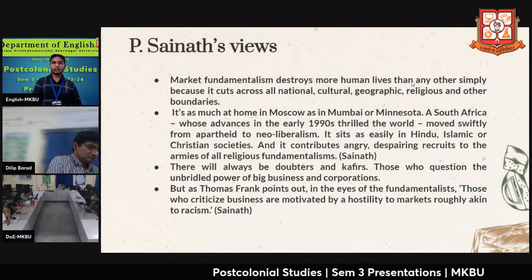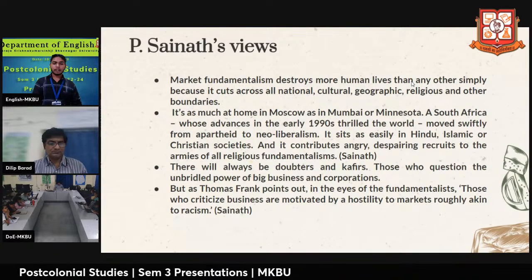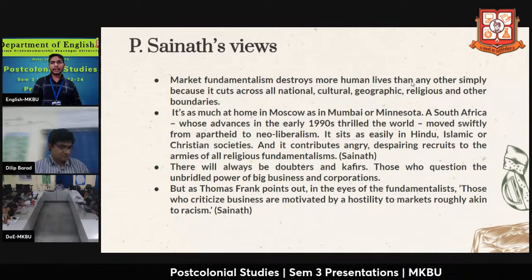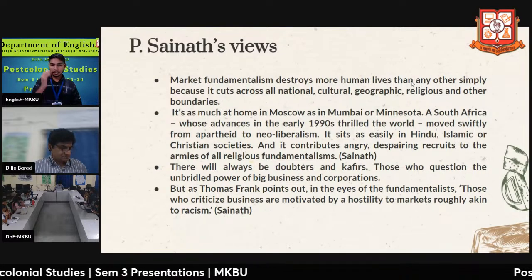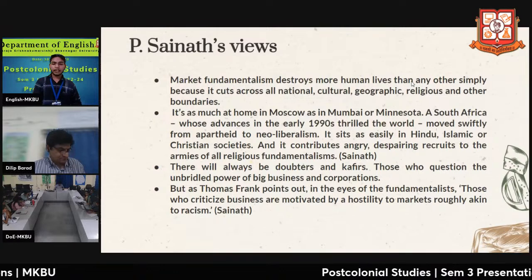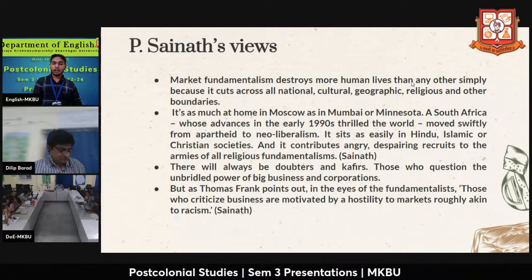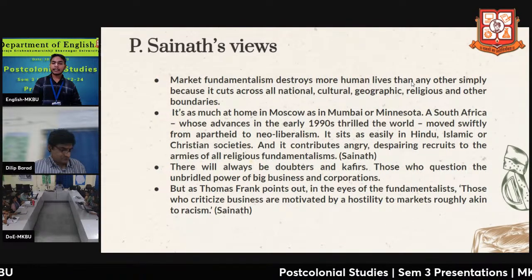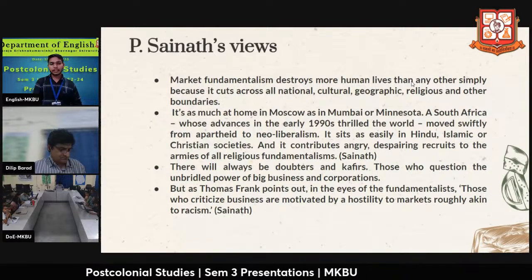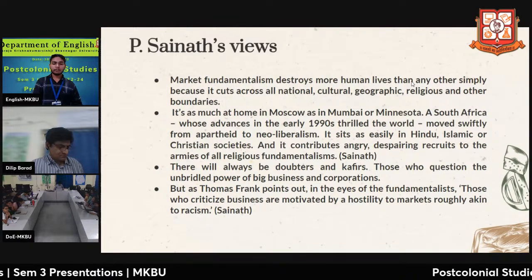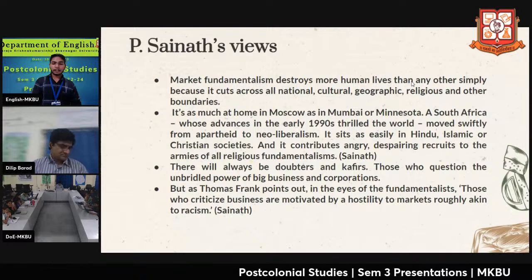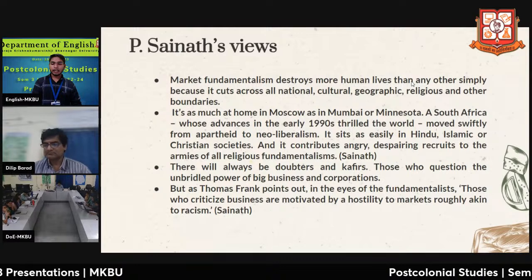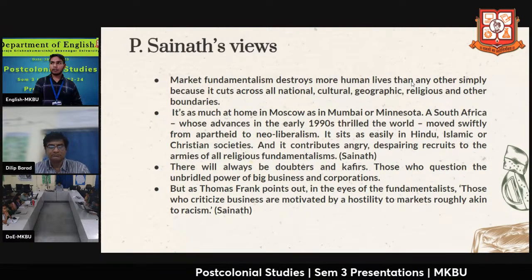In market fundamentalism, the range is wider, and it plays a vital role in reaching the consumers, and the globalized multinational companies hold the power. There will always be doubters and kafirs, those who question the unbridled power of big business and corporations. Here, Sainath says that there will always be people who oppose market fundamentalism, because it will affect some people, and those who oppose the free market will be seen as people are seen in racism, in a low position.